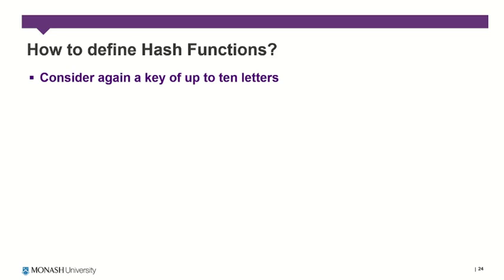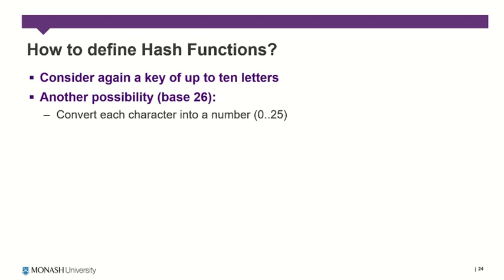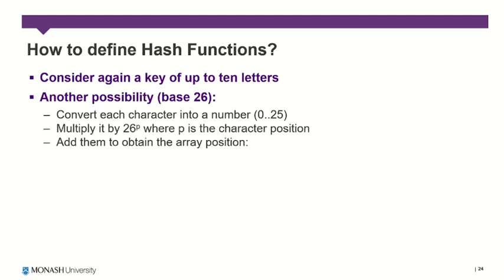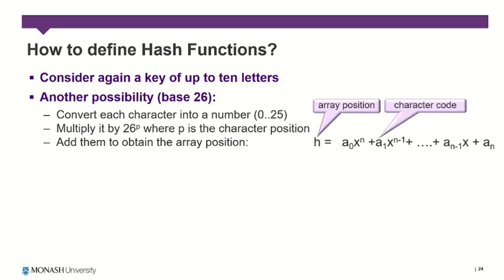So let's apply what we've just learnt. So this time, again, we're going to use the key with up to 10 characters. We're going to, again, use 26, but this time we're going to use it to the power of its positional value. So for example, if we convert each character into a number from 0 to 25, otherwise base 26, multiply it by its position, its character position, and add them together to obtain an array position, or our final hash value. So we can see in this example, again, H is its hash position.